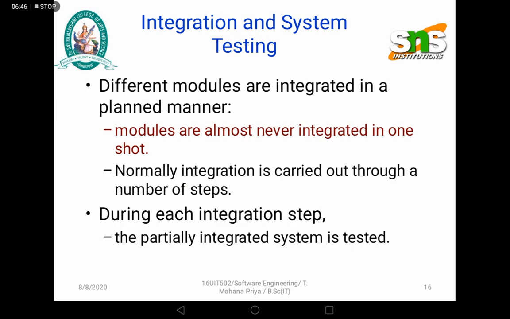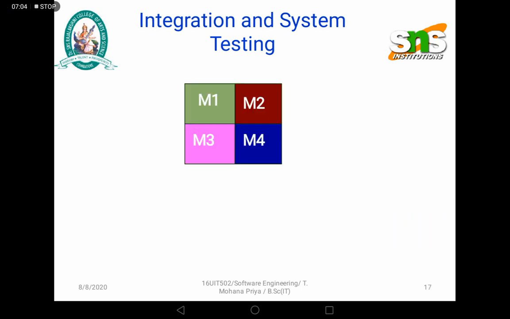And the fifth phase is called the integration and system testing phase. Here different modules are integrated in a planned manner and they check whether the combined modules are working perfectly or not. During each integration step, the partially integrated system is tested. So this is the structure: module 1, module 2, module 3. There are several modules for a single project, developed by many software engineers, that will be combined together. That is called integration testing. During integration, many errors occur that are solved in this phase. Next is system testing.